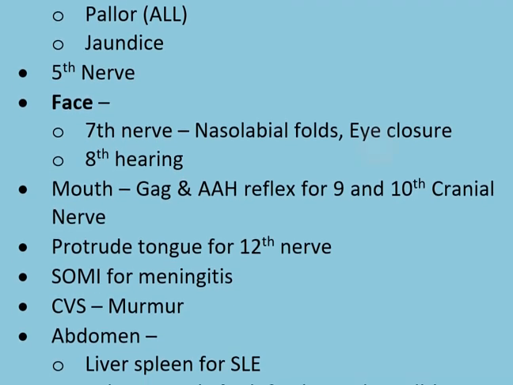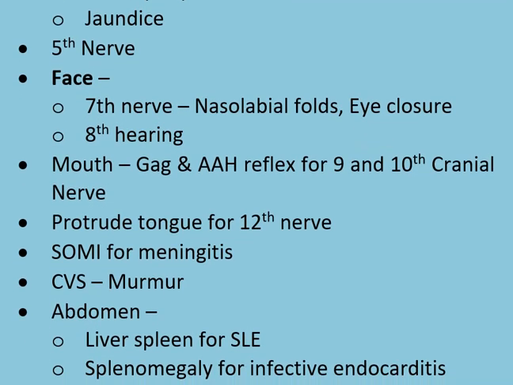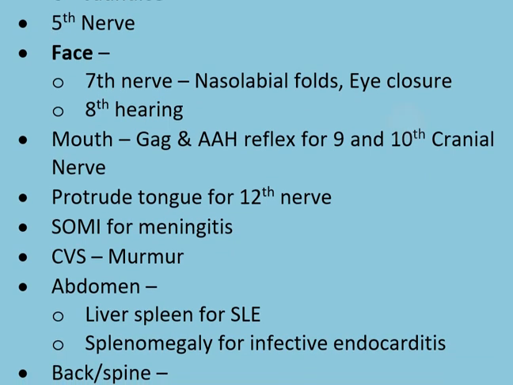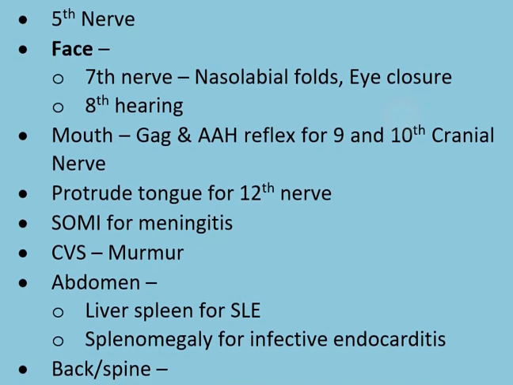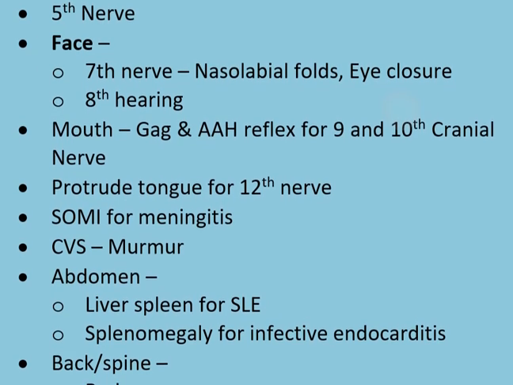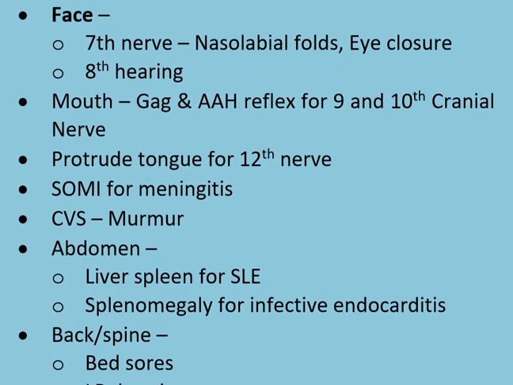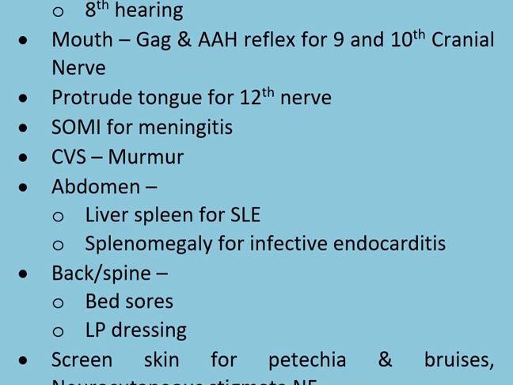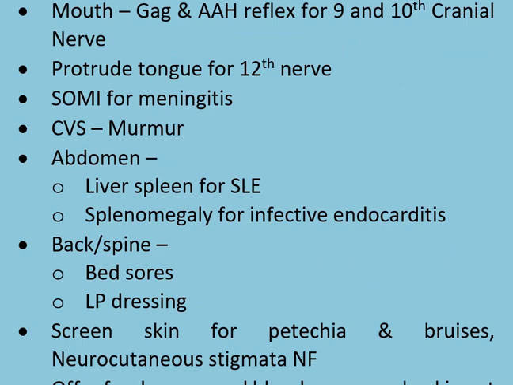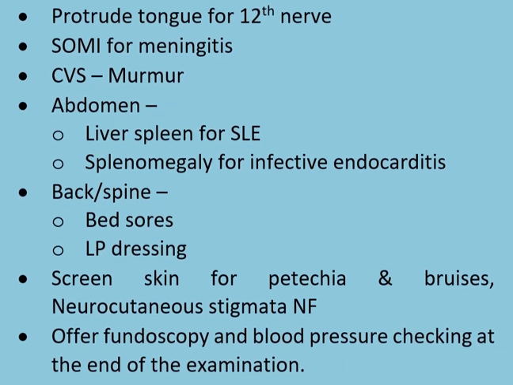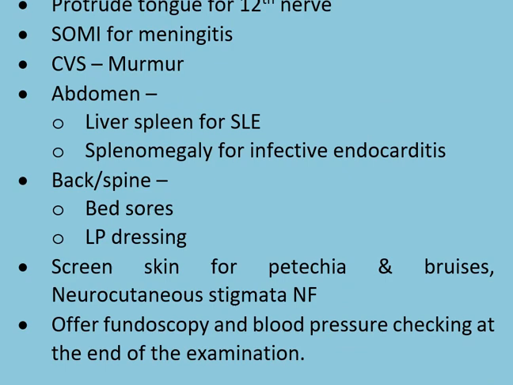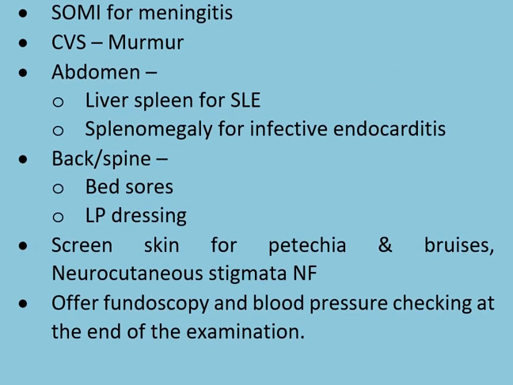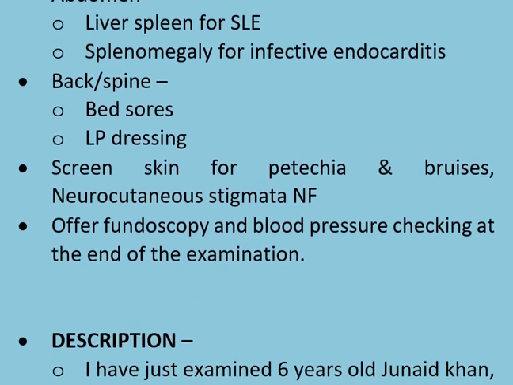Auscultate the cardiovascular system for the murmur, which can be a sign of infective endocarditis. Abdomen, palpate liver and spleen for SLE, and it can also be in infective endocarditis. Splenomegaly for infective endocarditis. Check the back or spine for bed sores and LP dressing. And screen skin for the petechiae and bruises, neurocutaneous stigmata of neurofibromatosis. Offer fundoscopy and blood pressure checking at the end of the examination.